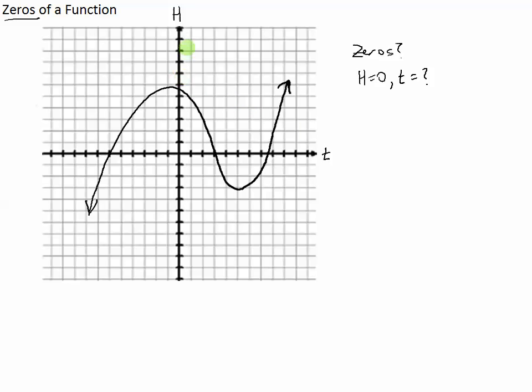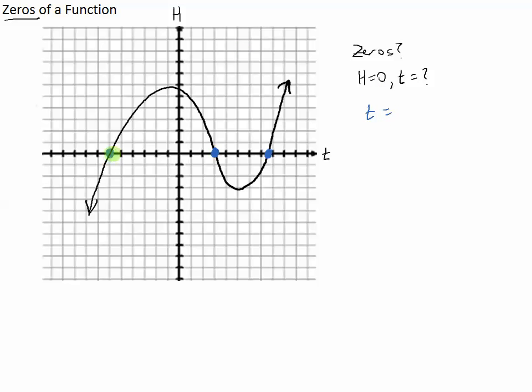Well, in a graph, if the output is supposed to be 0, you have to be on the horizontal axis, right? Because there is no vertical distance. You don't go up or down, you're at 0, so you're on the axis. Well, that happens precisely at this point, and this point. So those three, notice those are t values, right? They're on the t-axis. Those three t values are my zeros.